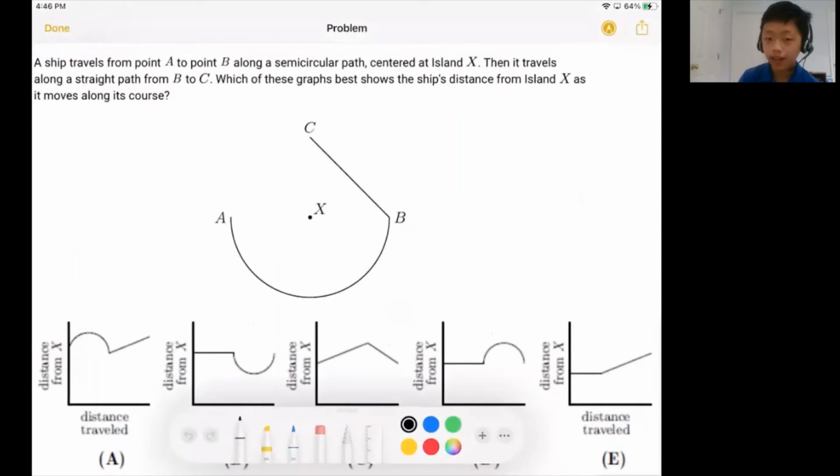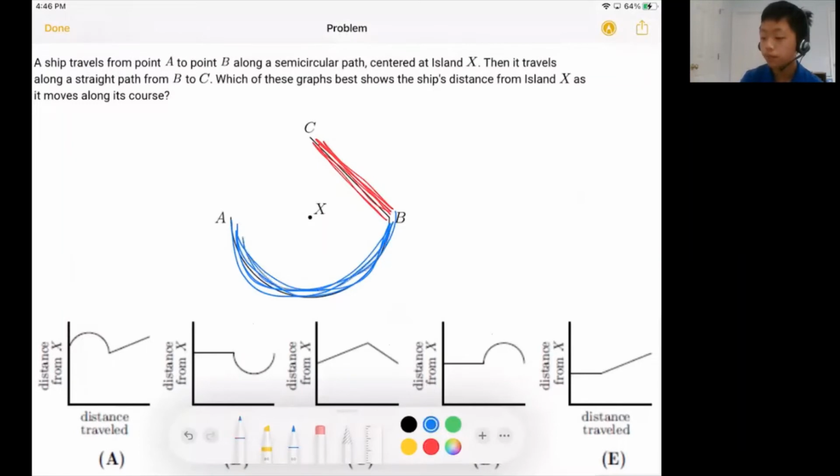Or in other words, you want to divide the big problem into smaller subproblems. So we first have this semicircular path from A to B. And then we have this straight path from B to C. So let's consider these two paths separately, right?